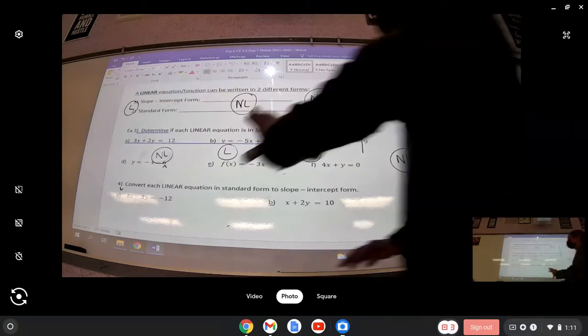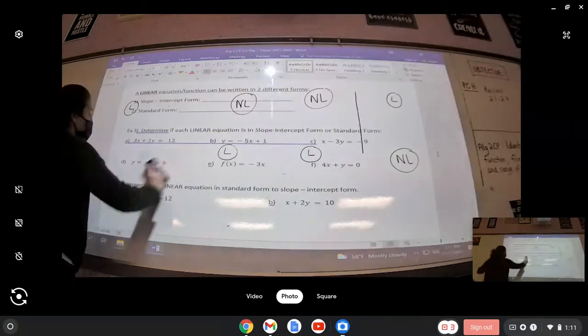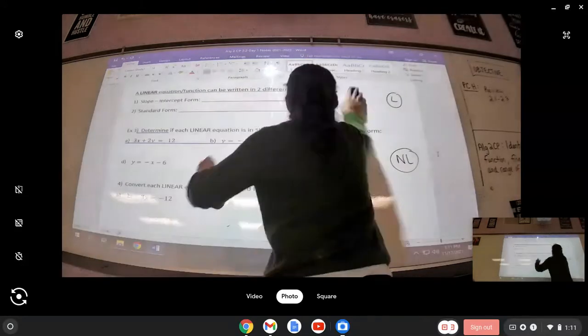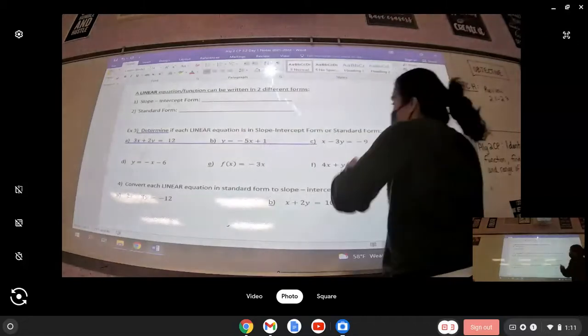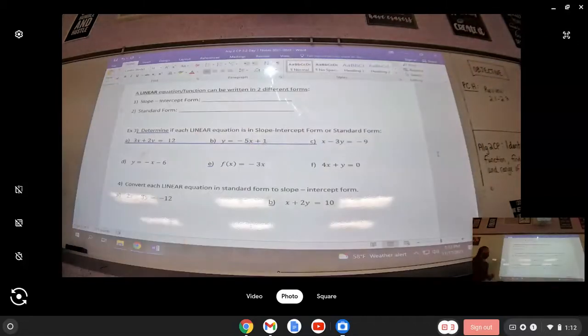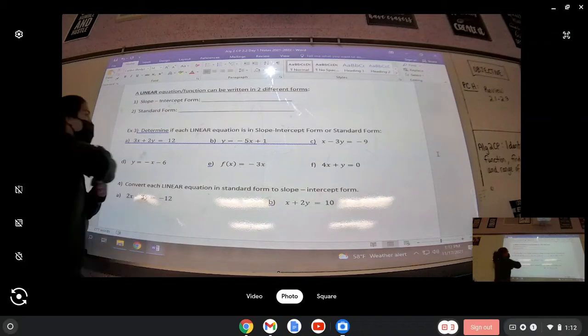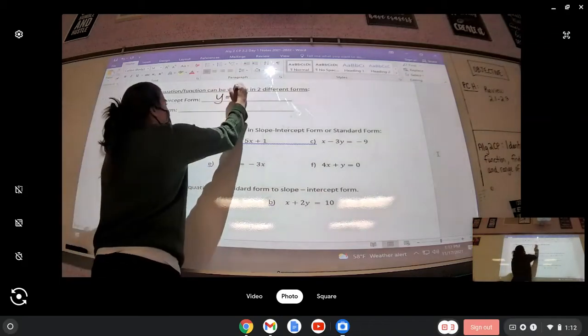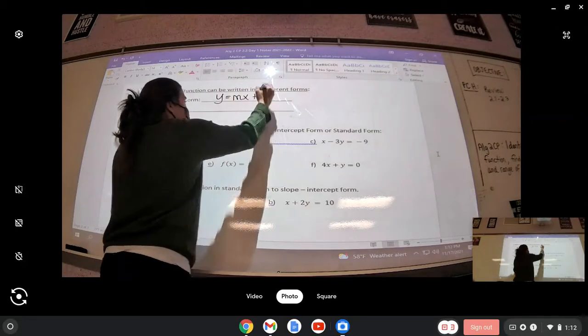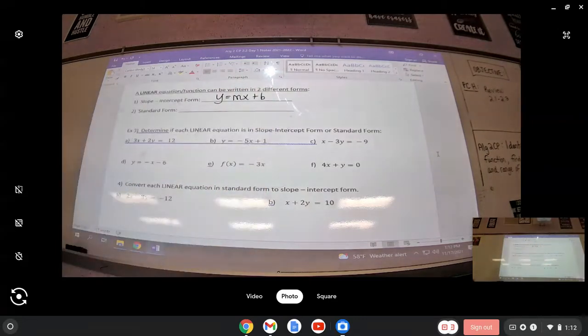So guys, when you are working with linear equations, there are two different ways they can give you a linear equation. They can be written in two different forms. One form is everybody's favorite, which is y equals mx plus b. So when you are given a linear equation, it might be given to you already in y equals mx plus b form. And we love that.